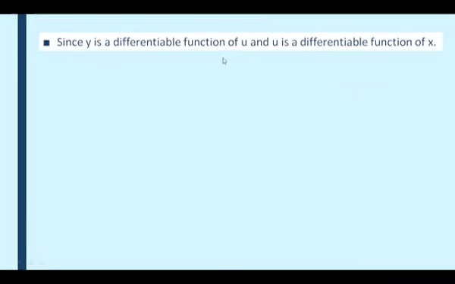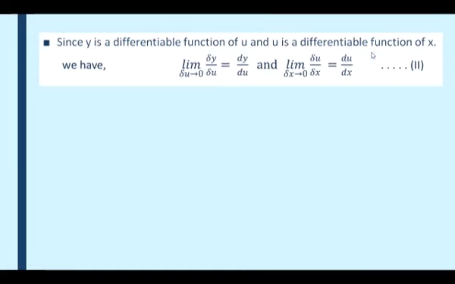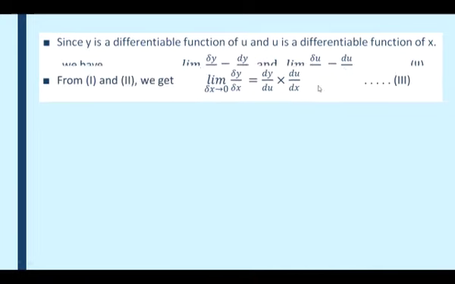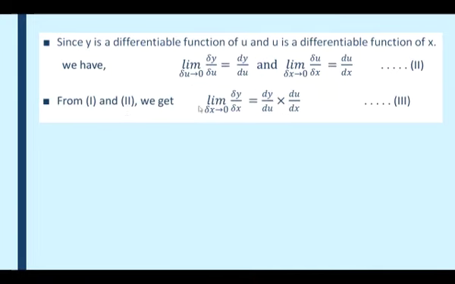Since y is a differentiable function of u and u is a differentiable function of x, we have limit delta u tends to 0 of delta y upon delta u equal to dy by du, and limit delta x tends to 0 of delta u by delta x equal to du by dx. We'll give this equation as number 2. From 1 and 2, we get limit delta x tends to 0 of delta y upon delta x equal to dy by du into du by dx. We'll give this equation as number 3.